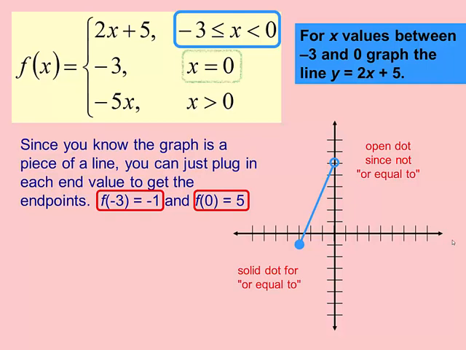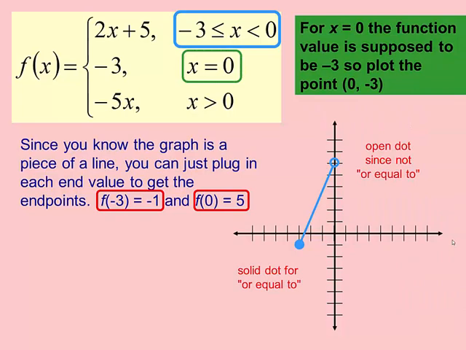Now let's look at the next piece, and we only look at where x equals 0. So this is just going to be a point. It's not going to be a whole bunch of places, just where x equals 0. And it says when x equals 0, f of x equals -3. Well, we know f of x is y, so we go to the place where x equals 0 and y equals -3, and we put a point. Now let's look at the next piece.